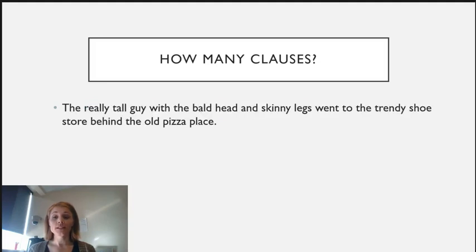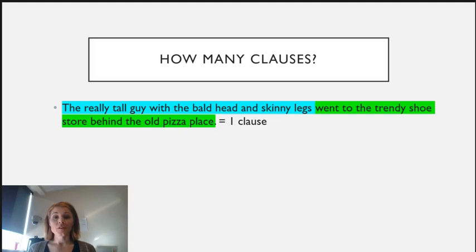Okay, we have the sentence, the really tall guy with the bald head and skinny legs went to the trendy shoe store behind the old pizza place. How many clauses are in this sentence? So remember to identify all the main verbs in the sentence. All right. So we have 1 clause in this sentence.